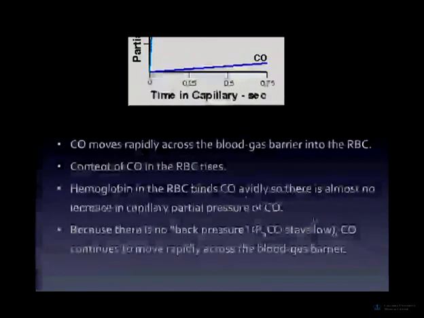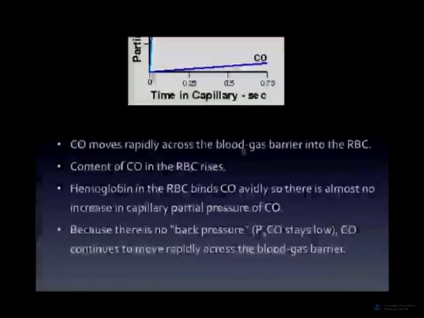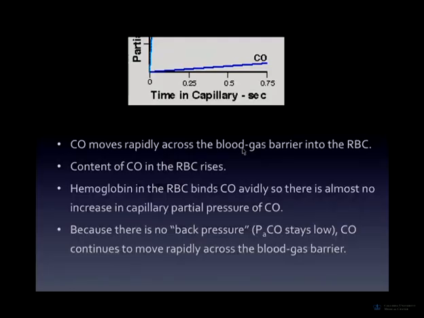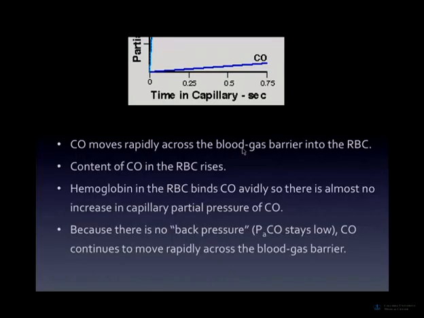So carbon monoxide moves very rapidly across the blood-gas barrier into the red blood cell, and the content of the carbon monoxide inside the red blood cell rises because hemoglobin is basically acting as a sponge and binding up all this carbon monoxide that's coming across that blood-gas barrier. So there's not a whole lot of carbon monoxide left over to dissolve in the blood and increase partial pressure in the blood.